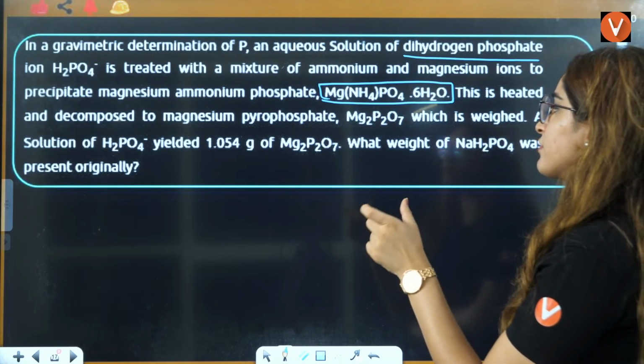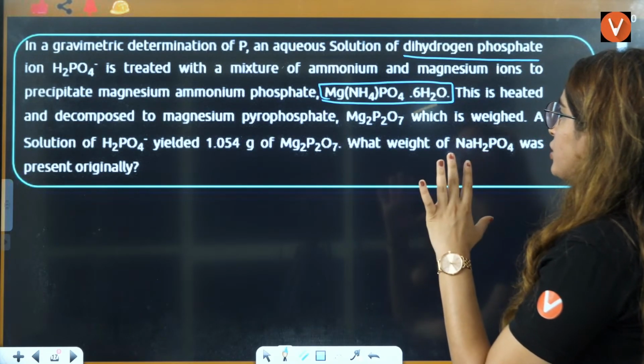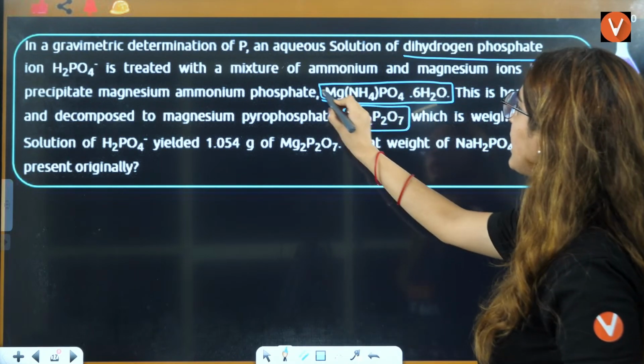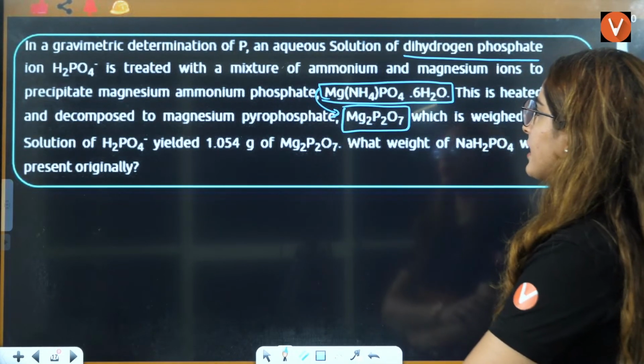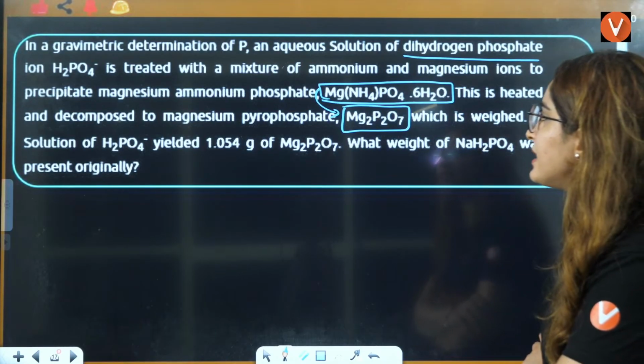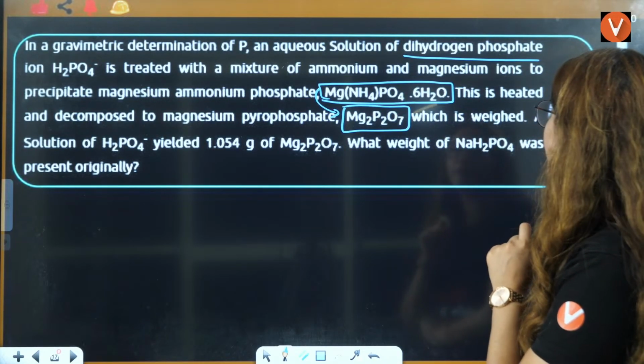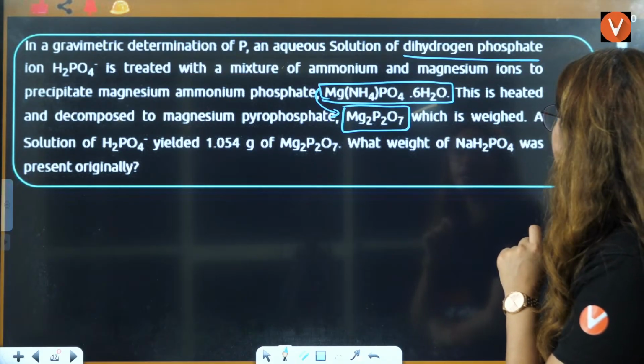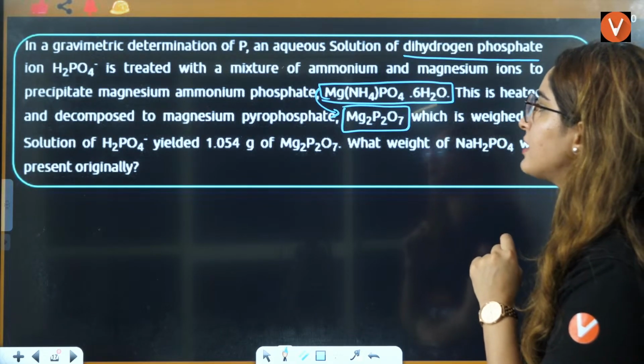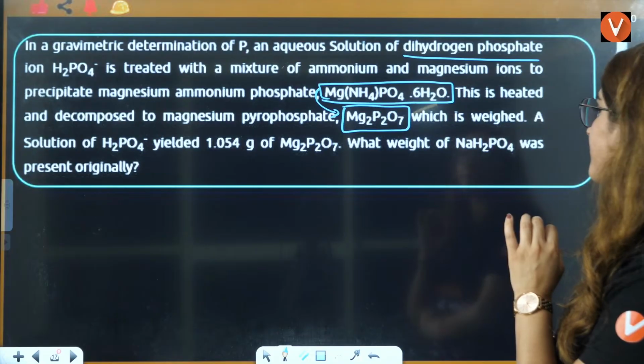A solution of this yielded this much of Mg2P2O7. That means this is converted to this, right? This decomposed to magnesium pyrophosphate. Now, what is the weight of NaH2PO4 that was present originally?